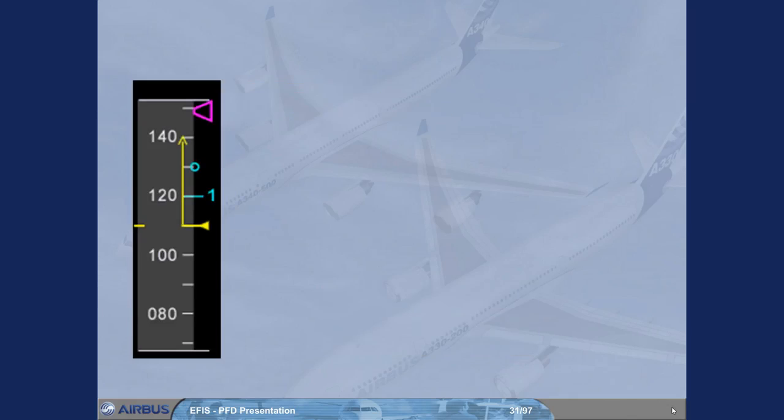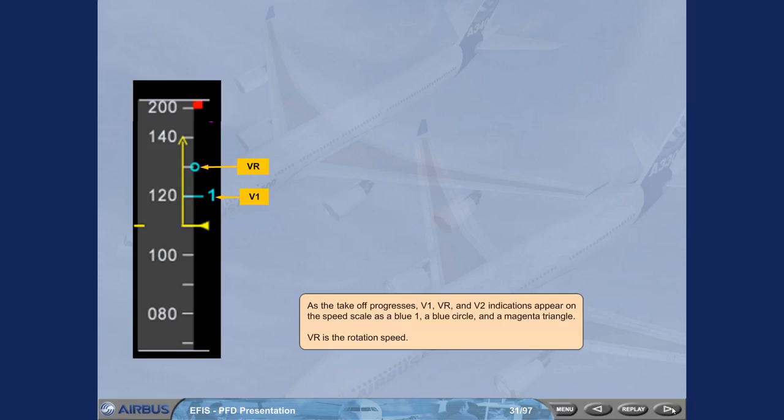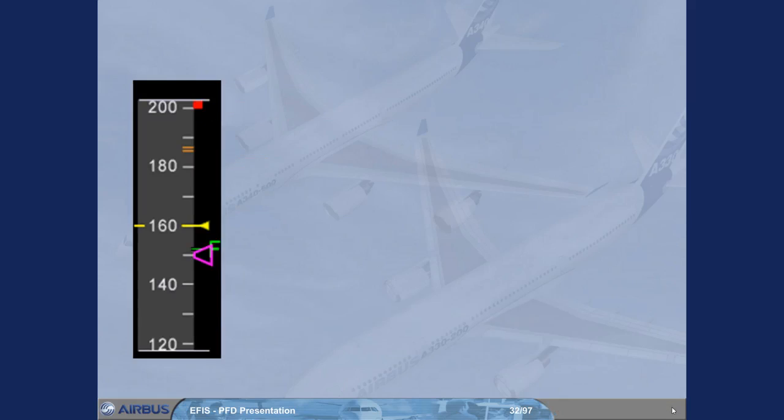As the takeoff progresses, V1, VR, and V2 indications appear on the speed scale as a blue 1, a blue circle, and a magenta triangle. VR is the rotation speed. Just after liftoff, the magenta target speed remains at V2. The speed demanded by the flight director will be V2 plus 10 knots.